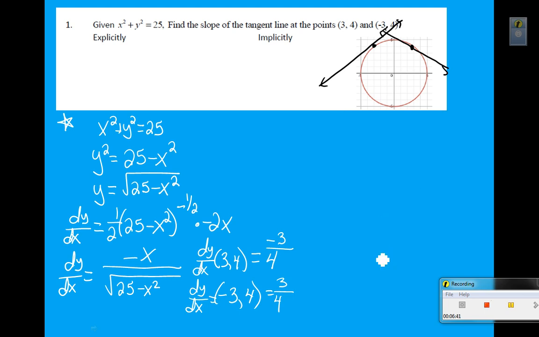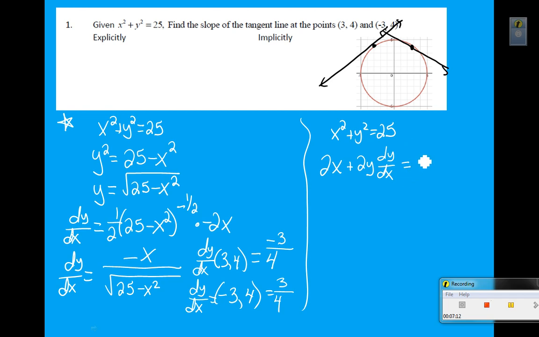Let me show you what it would look like implicitly. I'm going to take the same thing, x squared plus y squared equals 25. I'm going to find this derivative with respect to x. So it's going to look like this. The derivative of x squared is 2x. The derivative of y squared is 2y. But since I found the derivative of the y, I'm going to plug dy/dx behind it. And then the derivative of 25 is 0.